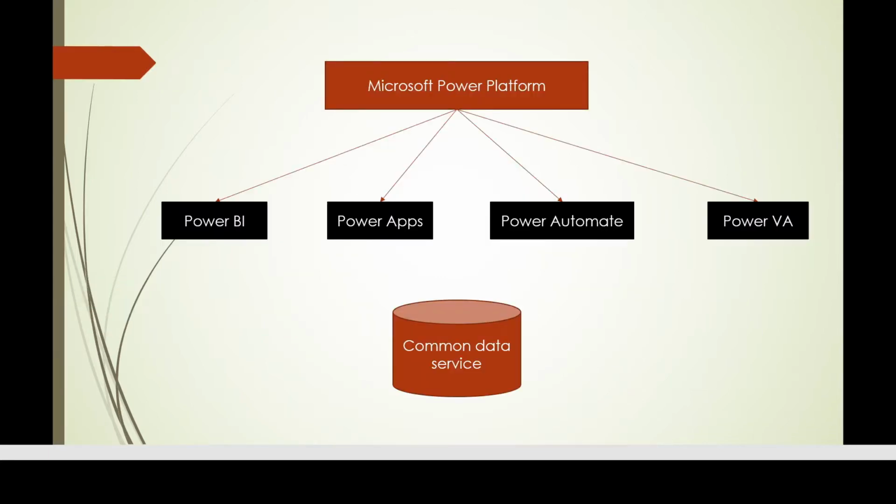Microsoft Power Platform has four components: Power BI, Power Apps, Power Automate, Power Virtual Agent. And all these four applications share the same common data service. Power Platform has many built-in connectors so that you can just connect to any application and start using it.